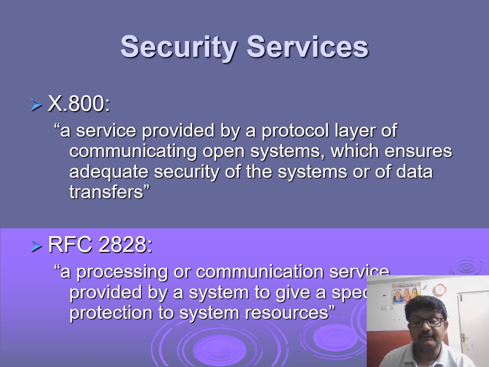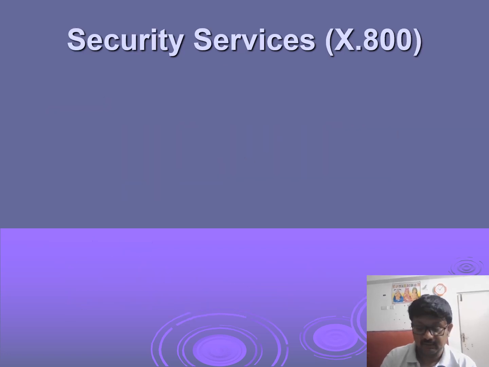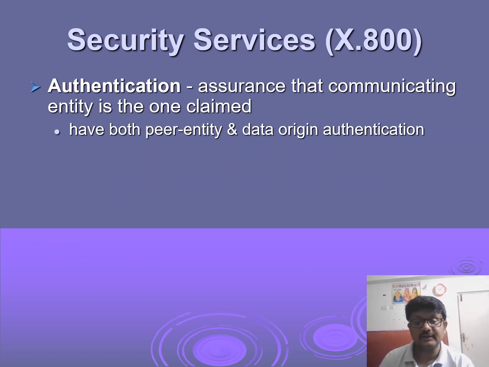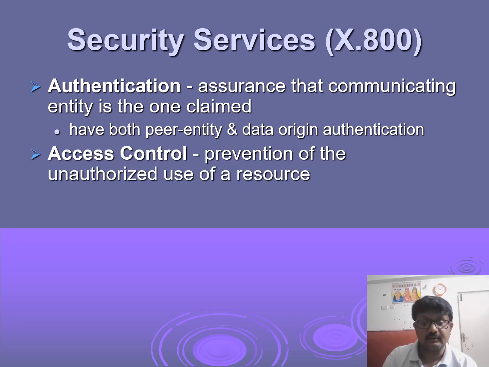X.800: a service provided by a protocol layer of communicating open systems, which ensures adequate security of the systems or of data transfers. Next, RFC 2828: a processing or communication service provided by a system to give protection to system resources. Here, authentication is nothing but assurance that the communicating entity is the one claimed. It has both peer entity and data origin authentication.